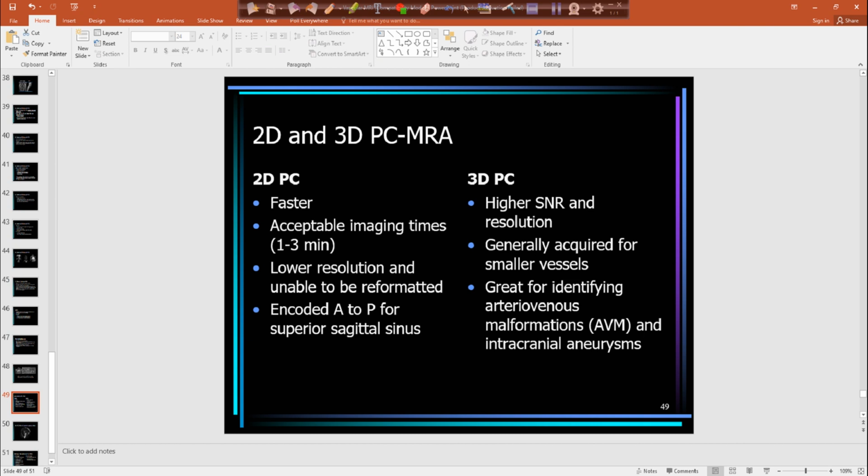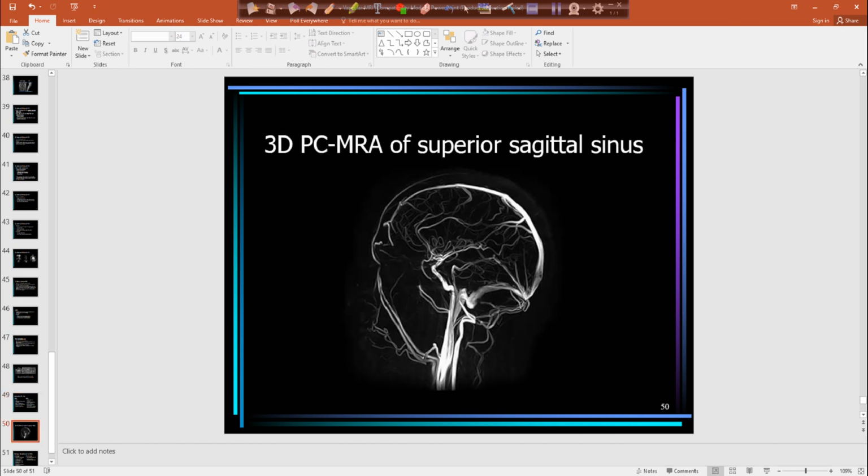Our 3D gives us very high resolution and high signal, and it's better at identifying arteriovenous malformations, where you have almost an outpatching of where those two vessels meet, and intracranial aneurysms. So this is a great image of a 3D PC of our superior sagittal sinus.